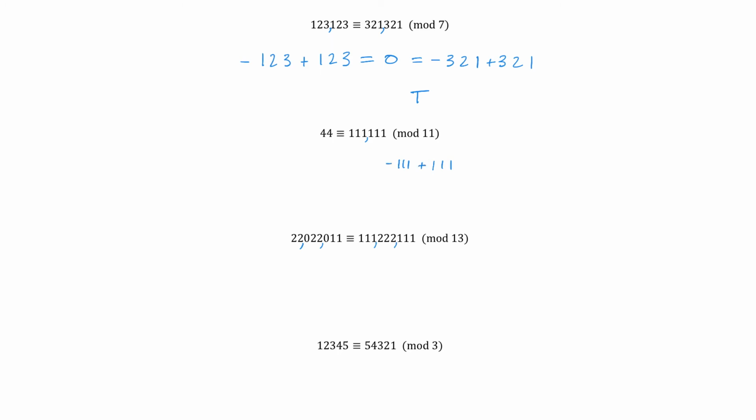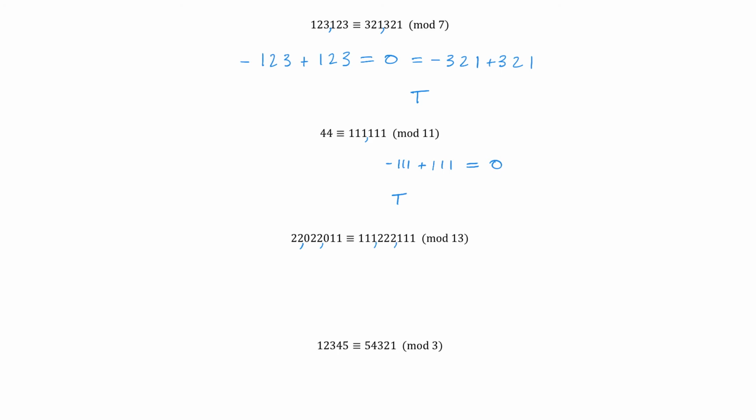And we alternately add and subtract those groups. We get 0 on the right-hand side. So the number on the right-hand side is a multiple of 11. And 44 is also a multiple of 11. So they also give us a remainder of 0 on both sides.